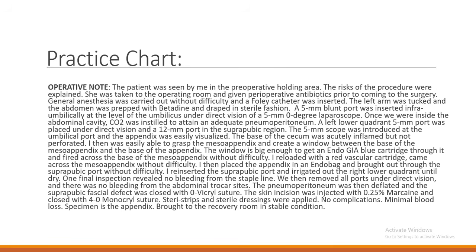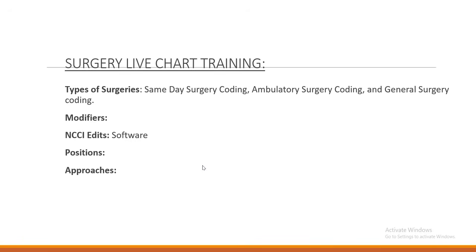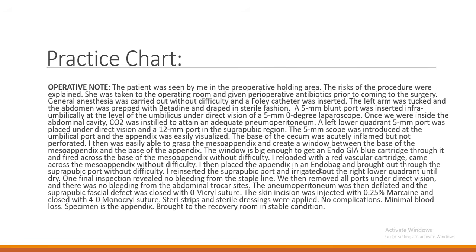Then how did you identify the appendix was removed? Which part of the operative report do you identify that the appendix was removed? So this one: I then placed the appendix in the endo bag. It means the physician has removed the appendix. He excised the appendix and kept it in the endo bag. And he removed all the ports. So basically, the patient has appendicitis, and the patient has undergone a laparoscopic appendectomy.